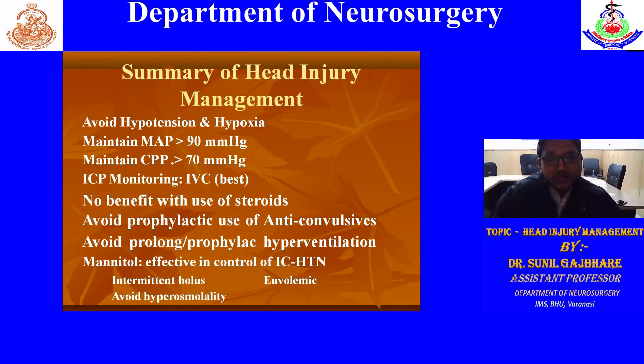ICP monitoring should be done in a severely head injured patient. The best mode for this is an intraventricular catheter. There is no benefit with the use of steroids in a head injury patient. Avoid prophylactic use of anticonvulsants, but if there is brain parenchymal injury, then anticonvulsants should be administered. Avoid prolonged or prophylactic hyperventilation.